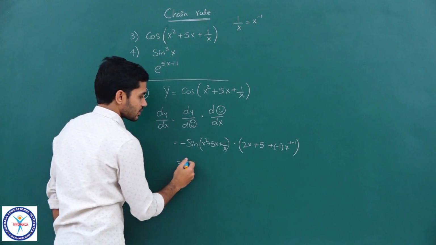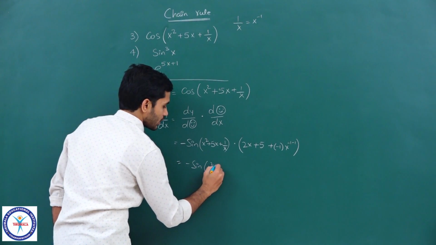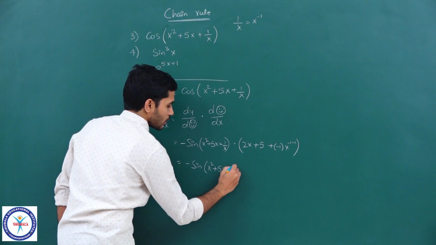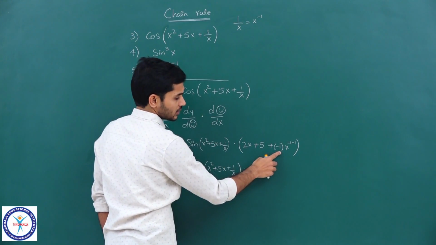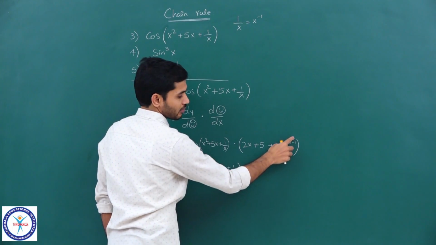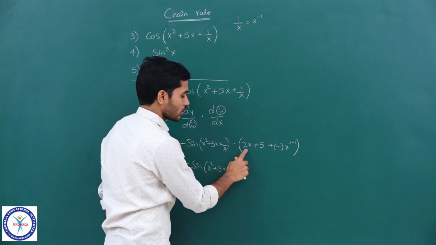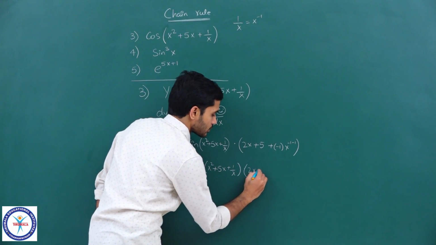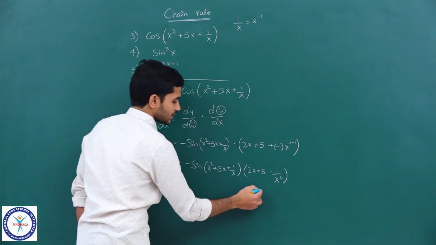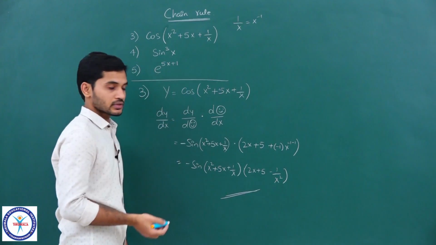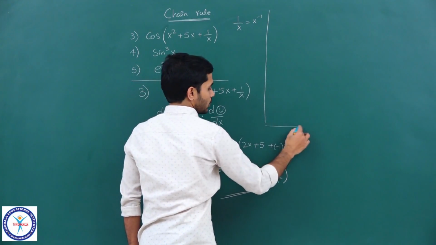Simplifying this, I would be getting minus sine of x square plus 5x plus 1 by x into, this becomes minus x power minus 2. X power minus 2 means 1 by x square. So, 2x plus 5 minus 1 by x square. So, that is it, right. That is how we use chain rule. Let us complete the other questions as well.